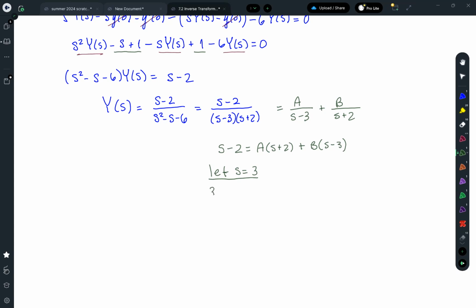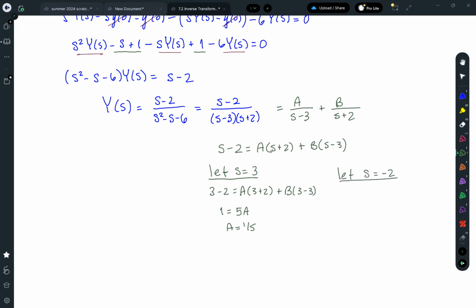On the left, I have 3 minus 2 equals A times 3 plus 2 plus B times 3 minus 3. So this gives me 1 is 5A. In other words, A is 1/5. That was nice. Okay.